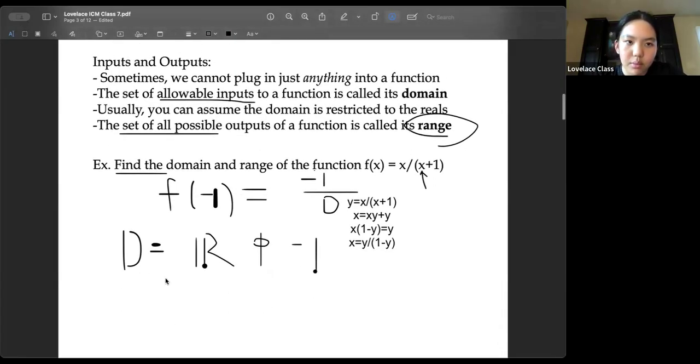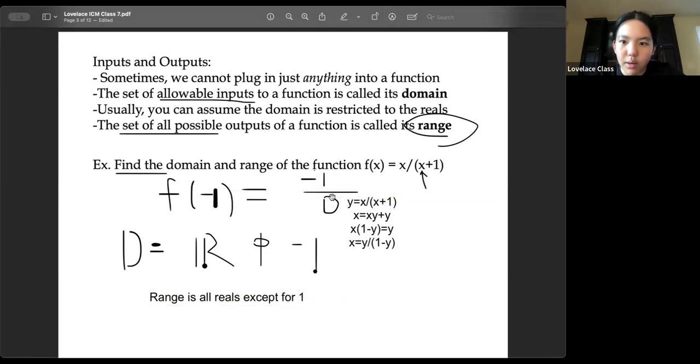So I'm just going to type it out. Range is all reals except for 1. This is much easier than drawing it out.